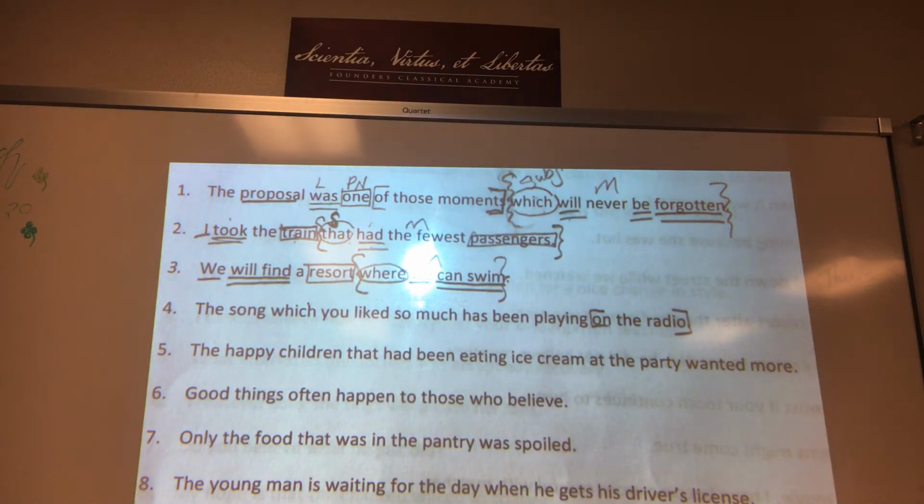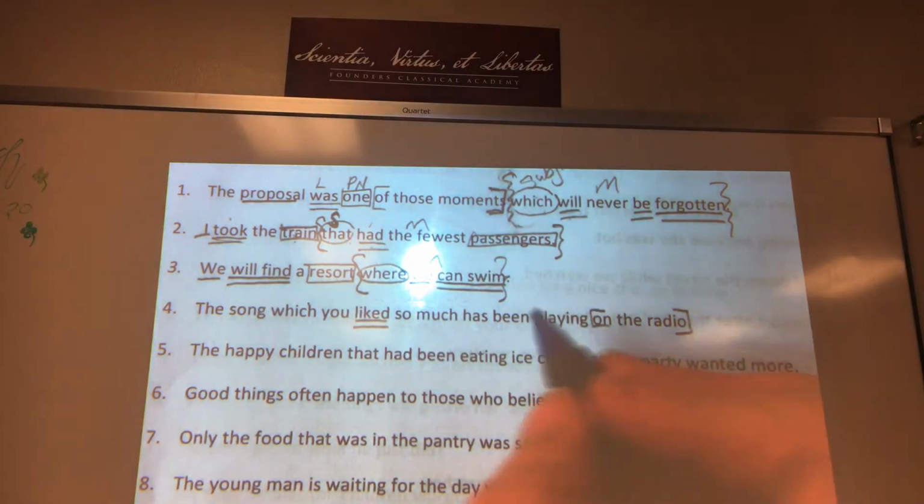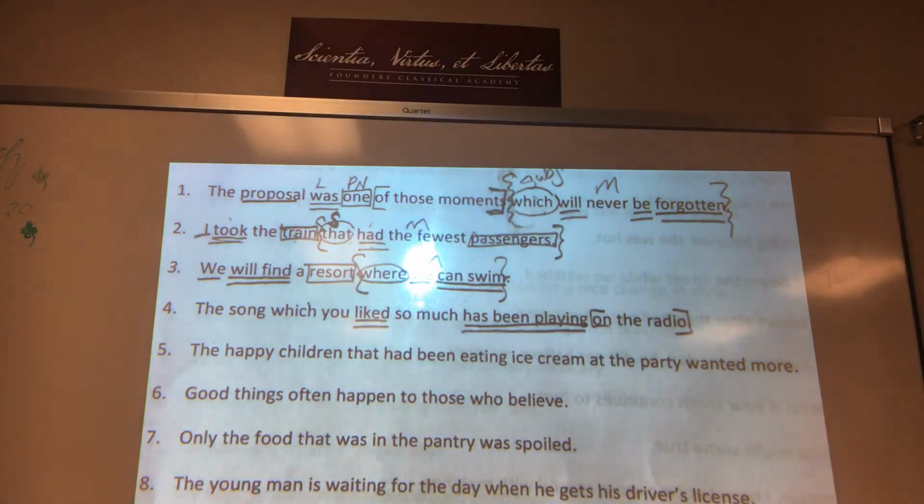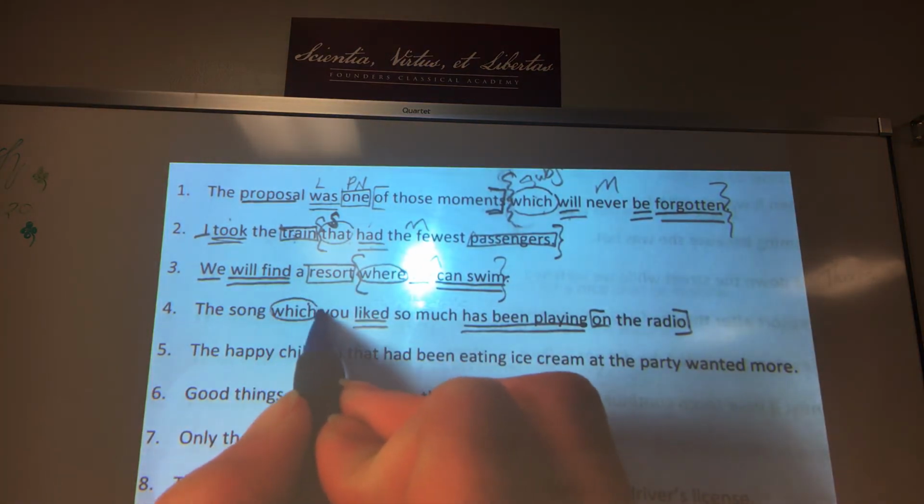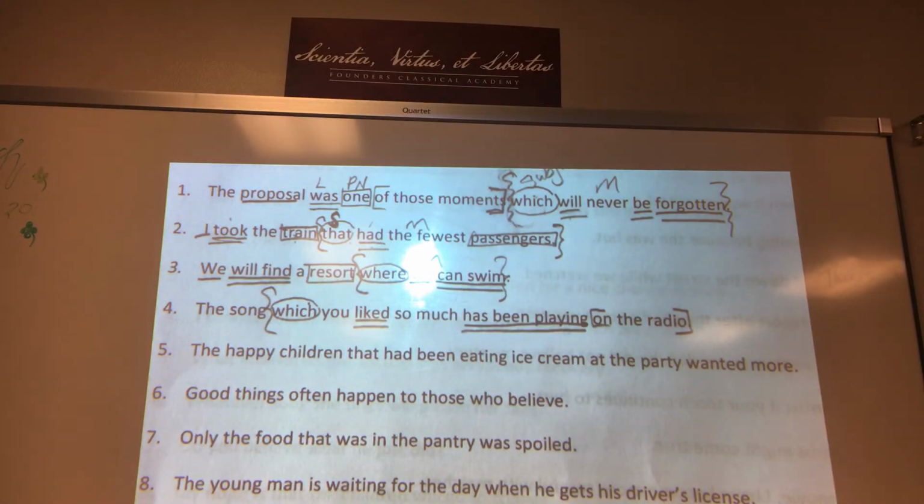Verbs. Okay, liked. Has been playing. All of that. Okay. Now, relative pronouns, subordinating conjunctions. This one is mainly relative pronouns. So it's going to be here, the word which. Make it a water bug. Okay. Where is it going to end?